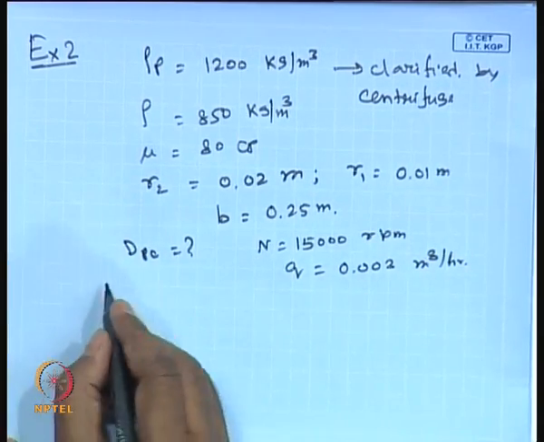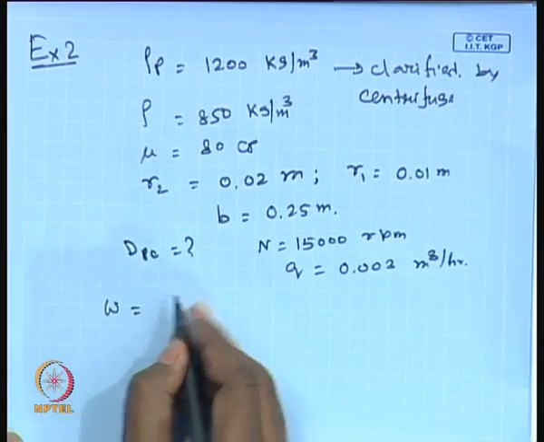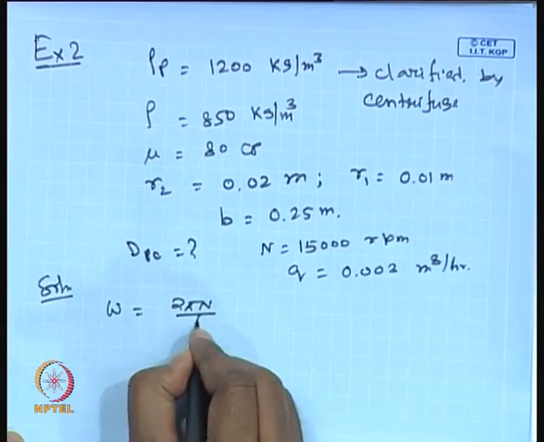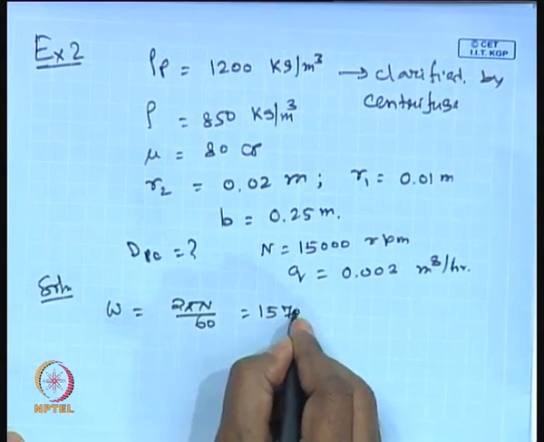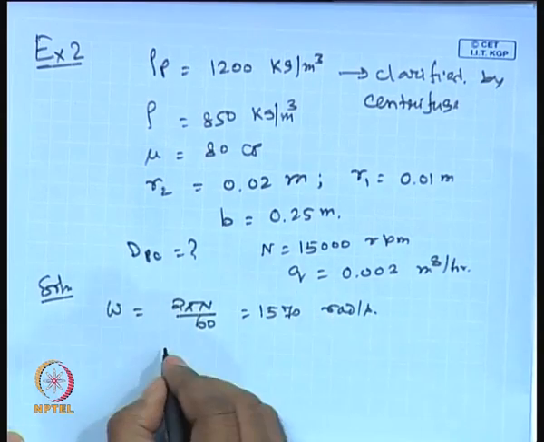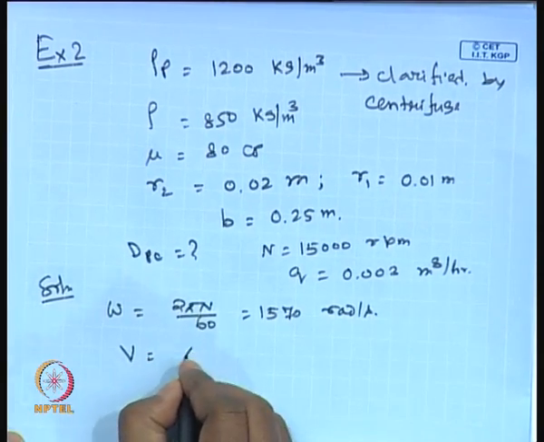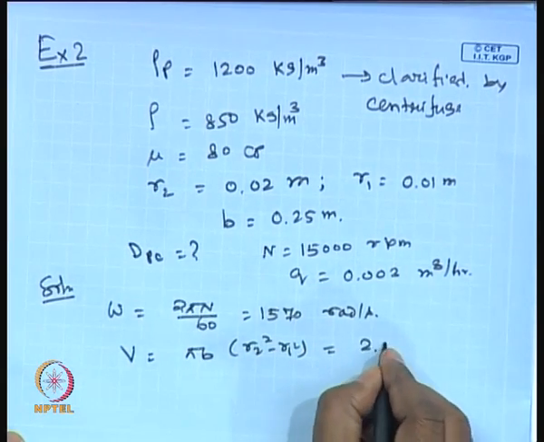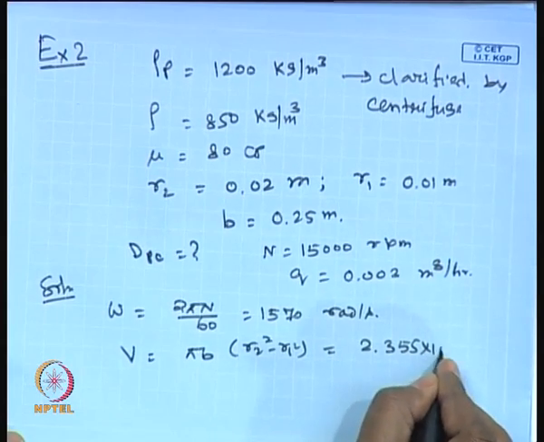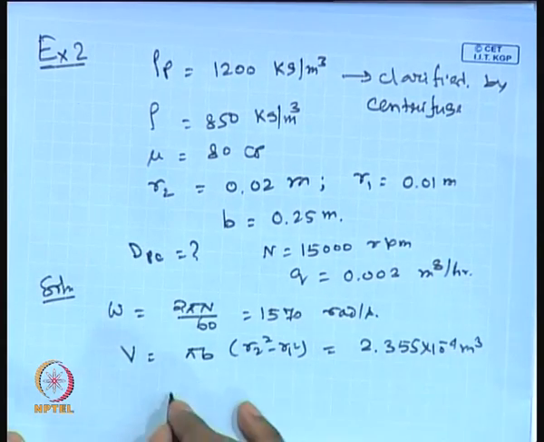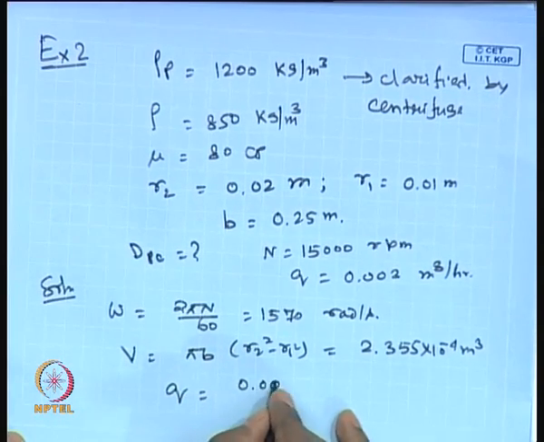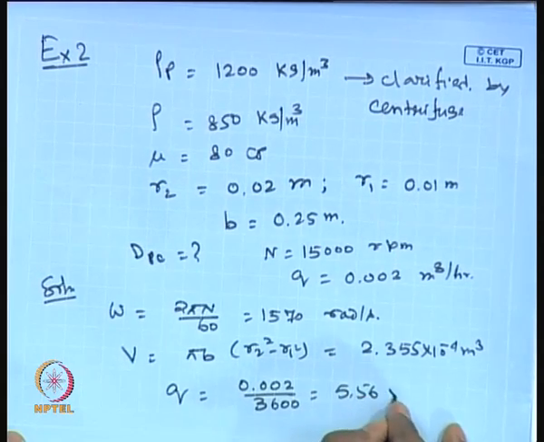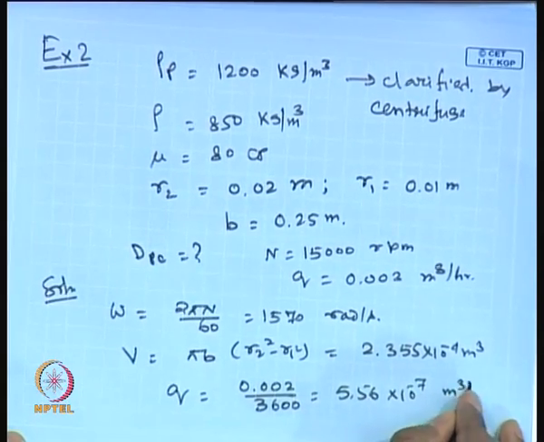Okay. So again, the steps are straightforward. You have to calculate the angular velocity, 2 pi n over 60, and this turns out to be 1570 radian per second. Okay. And bowl volume becomes pi b into (r2 square minus r1 square). If you put in the values, it turns out to be 2.355 into 10 to the minus 4 meter cube, and the flow rate is given as 0.002 meter cube per hour. So, it turns out to be 5.56 into 10 to the minus 7 meter cube per second.